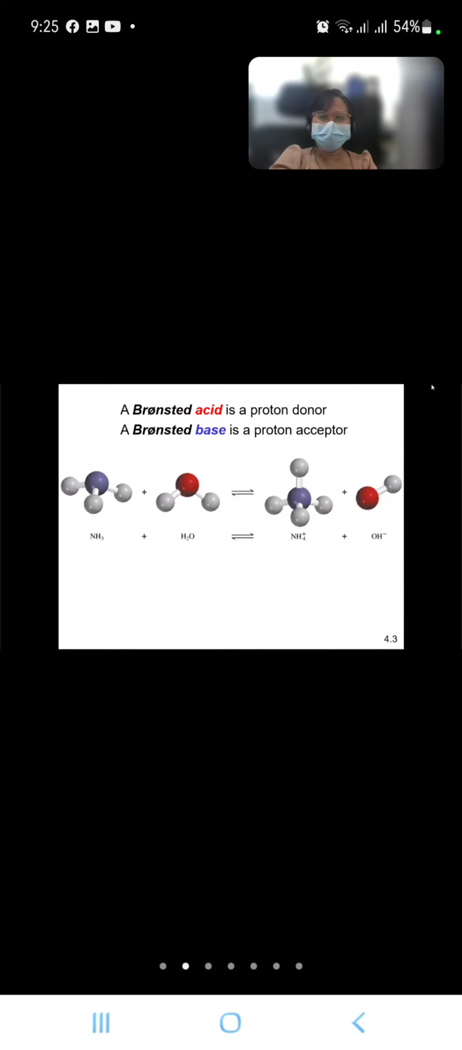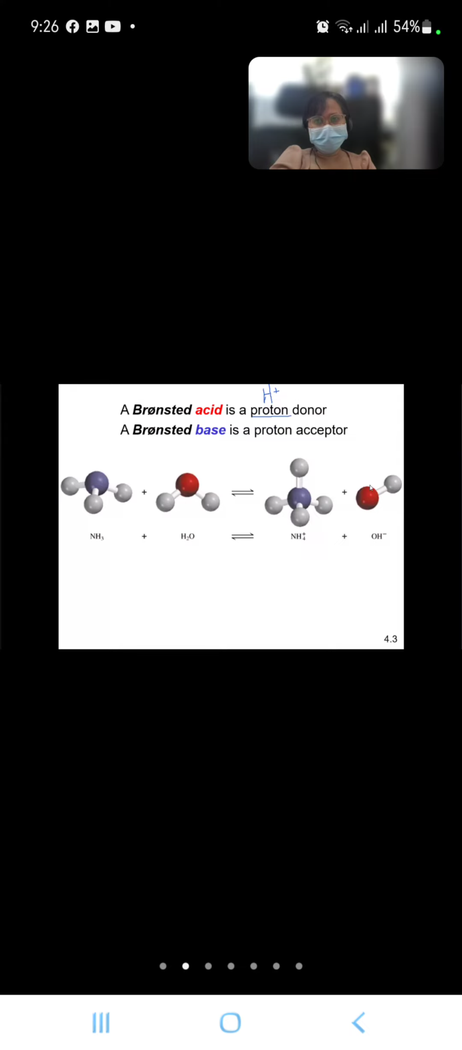Okay, so another scientist who gave a definition of an acid and base is Bronsted, no? So his acid is called Bronsted acid. According to him, a Bronsted acid or an acid is a substance that donates a proton. What we mean by proton is the H plus. So it is a substance that donates a proton. So it is the one that gives the hydrogen. Okay?